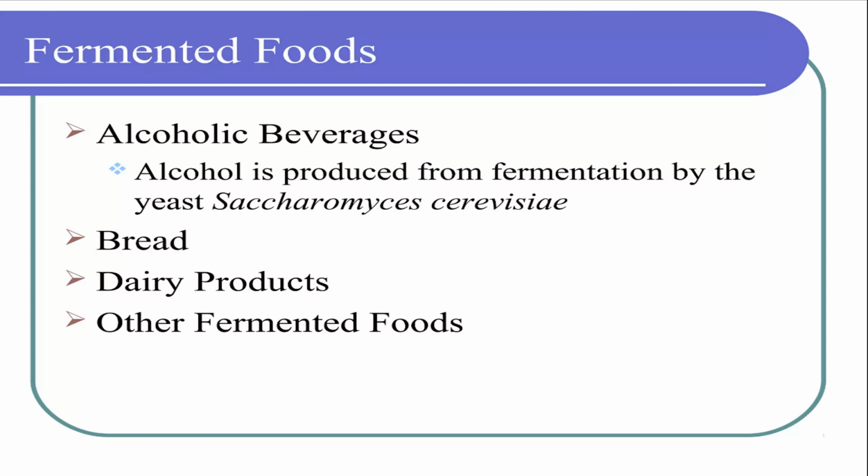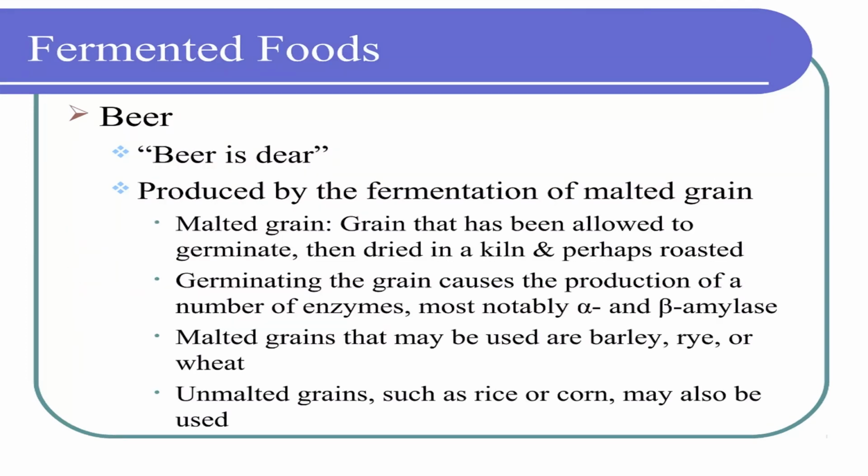Fermented foods. Alcoholic beverages: alcohol is produced from fermentation by the yeast Saccharomyces cerevisiae. There is also bread, dairy products and other fermented products. Beer. Beer is produced by the fermentation of malted grain. Now what is malted grain? It is a grain that has been allowed to germinate, then dried in a kiln and perhaps roasted.